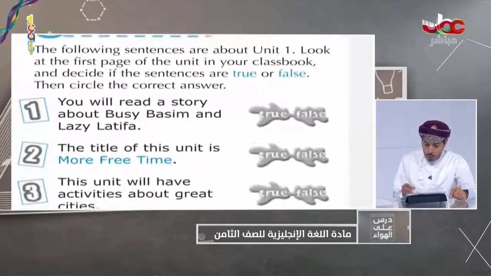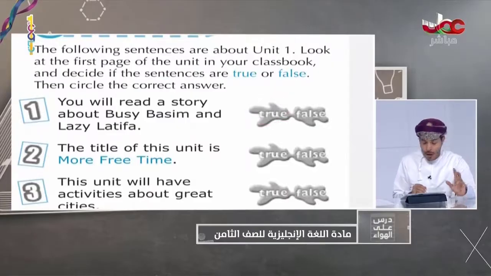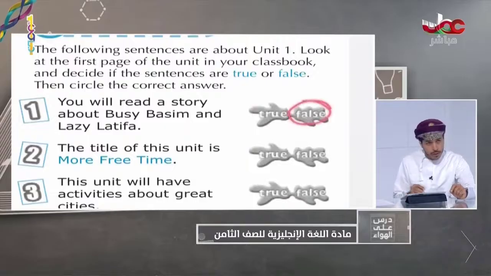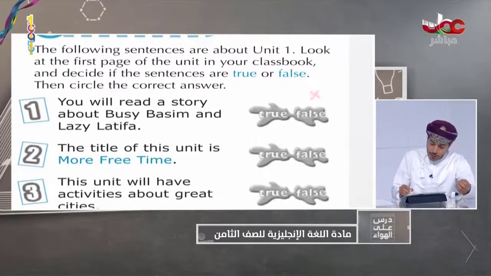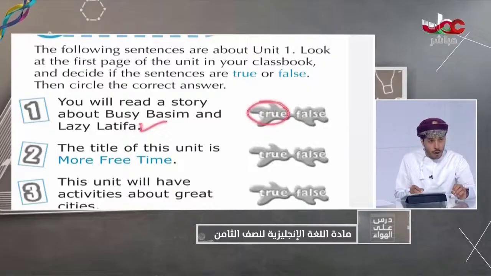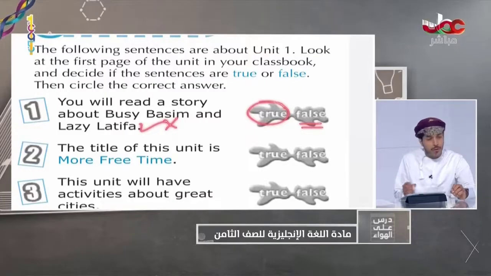If they are true, circle true. If they are false, circle false. And here we mean by true, you can put a tick or a cross, and this is what they mean. So put a true if the statement is correct. If the statement is not correct, put false.